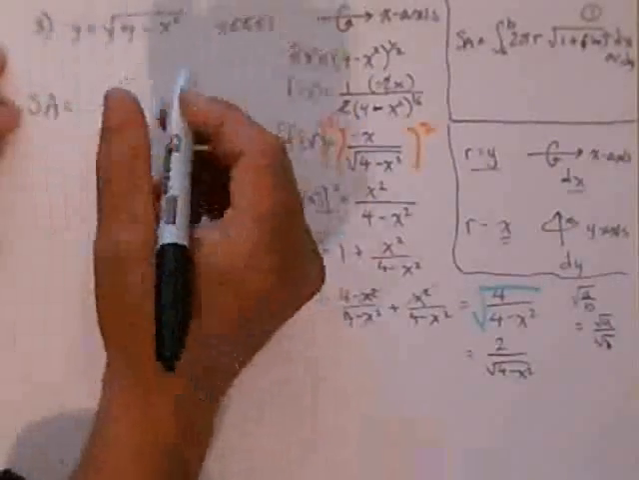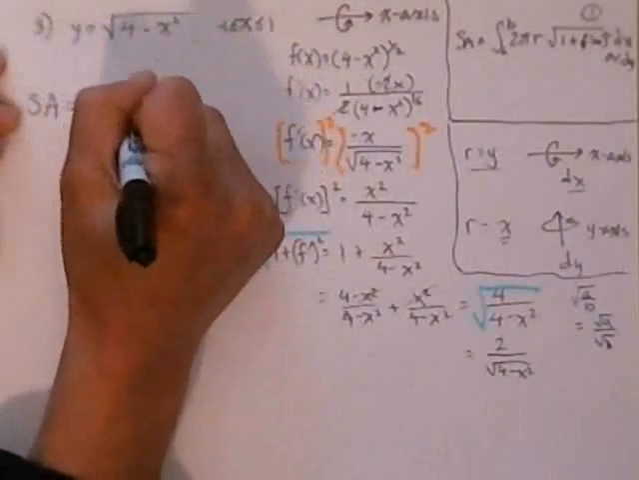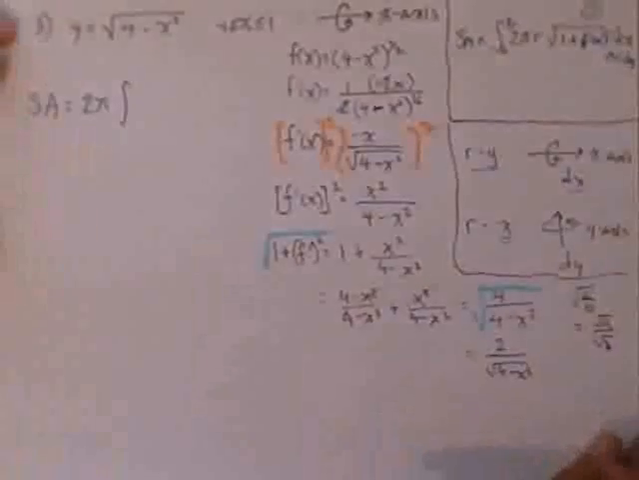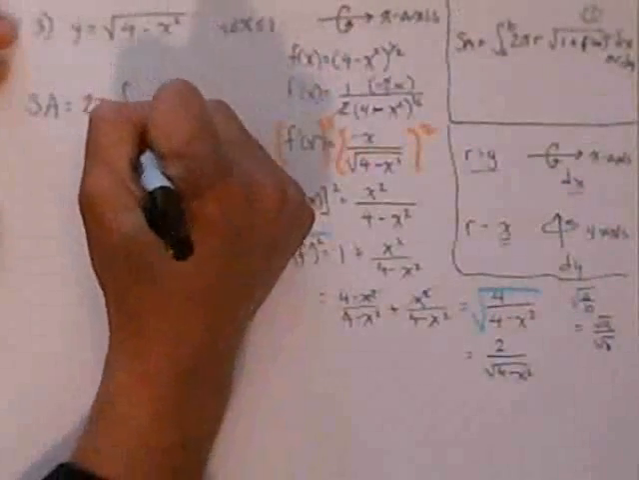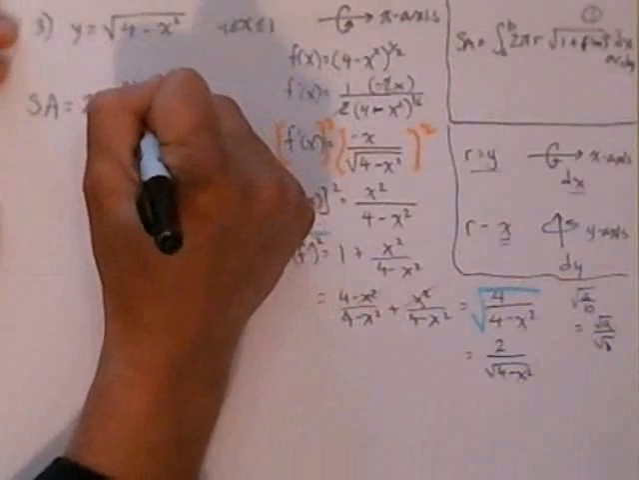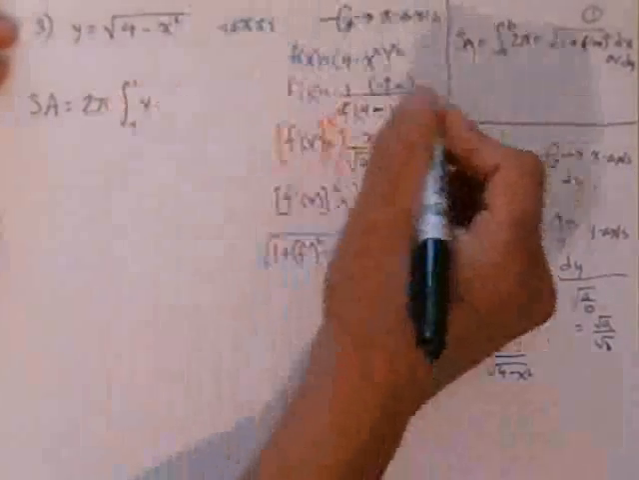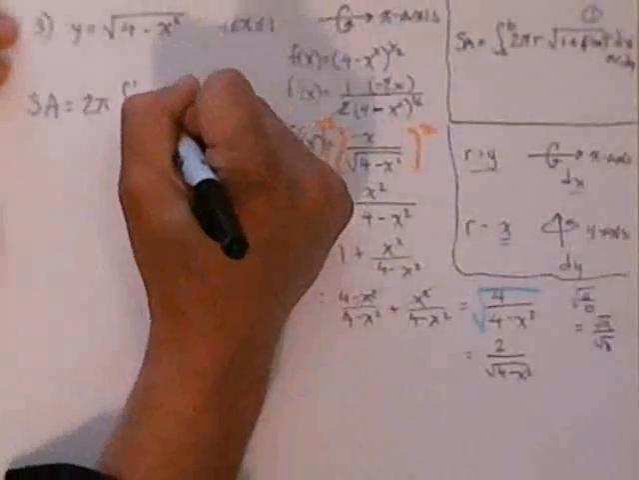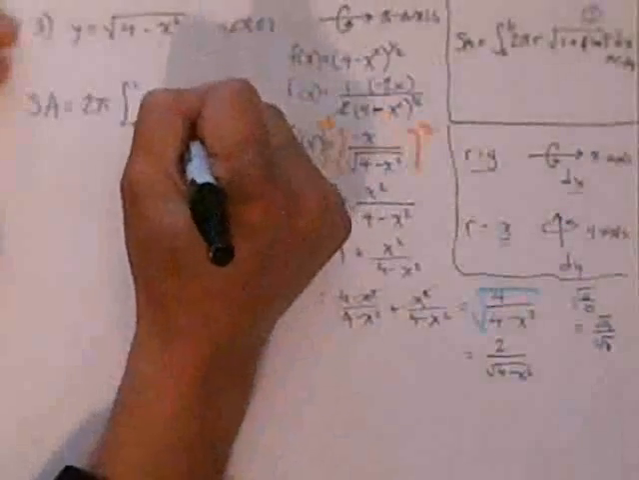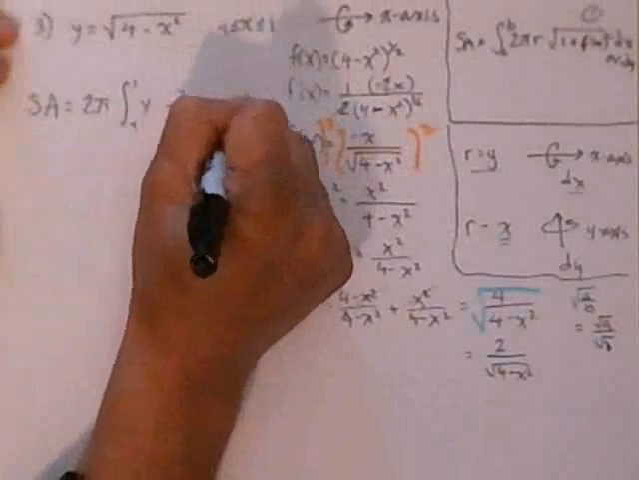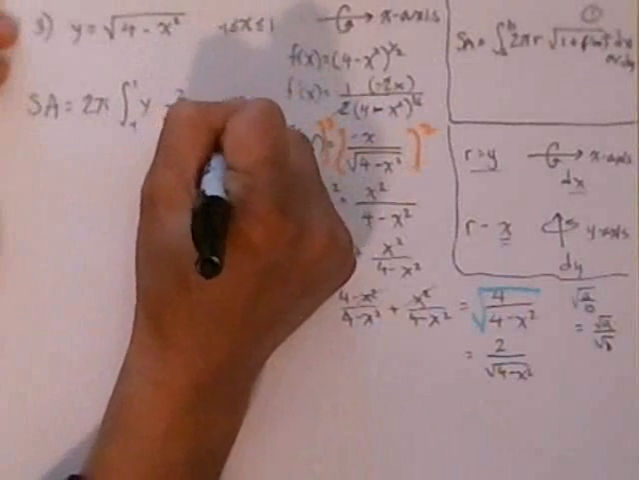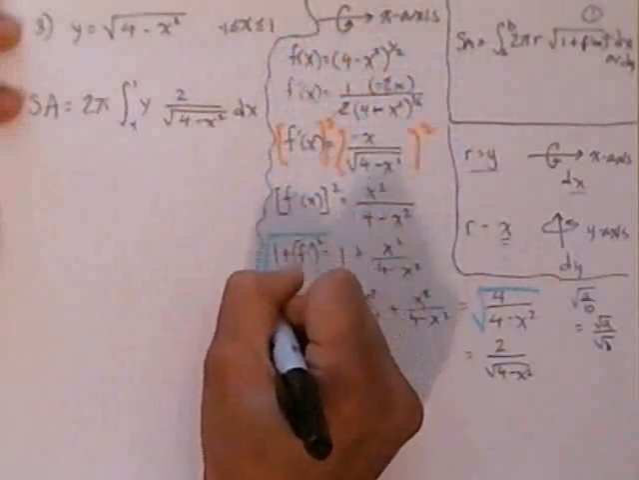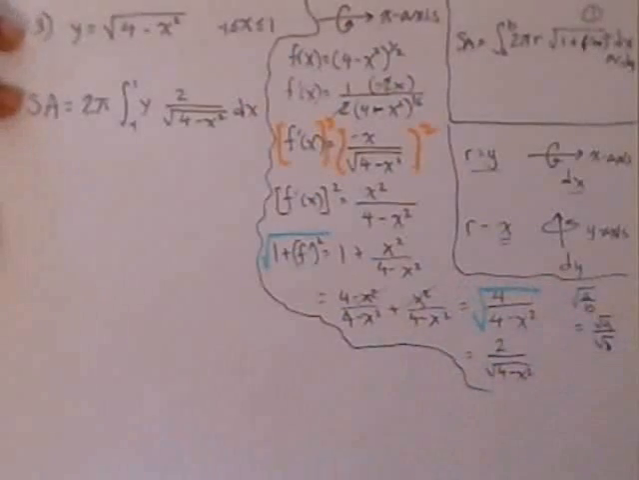I'm going to rewrite it really nicely for you. We're going to factor out 2 pi because it's a constant, from a to b, sweeping from left to right, negative 1 to 1, of y times, because it's revolving around the x-axis, 2 over the square root of 4 minus x squared dx. Put a little line right there so that we don't cross over.